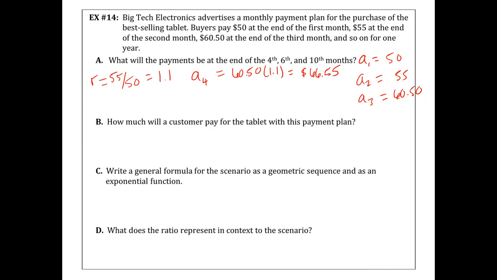So this company is saying, look, we're helping you. Every month, we're giving you an opportunity to increase your payment to pay off your item. I don't know if I like that plan. I think I would like equal payments, but whatever. Big Tech Electronics. So it's like you're just paying a percent more each month. Yes, until you pay off your thing.